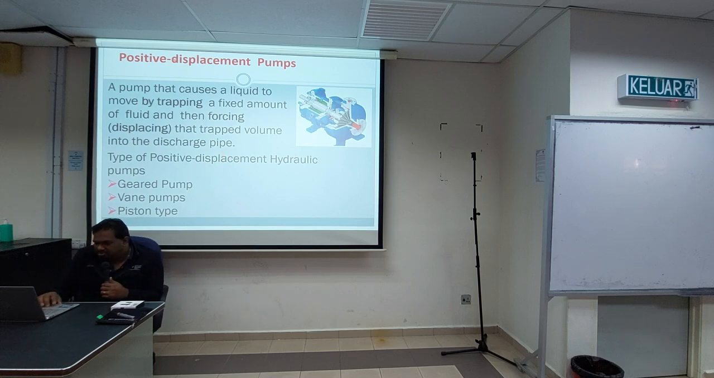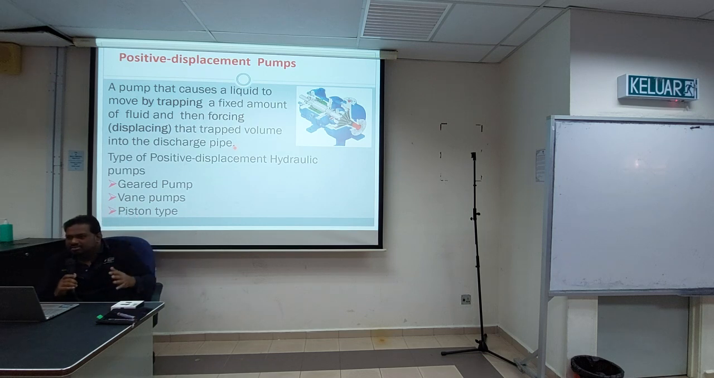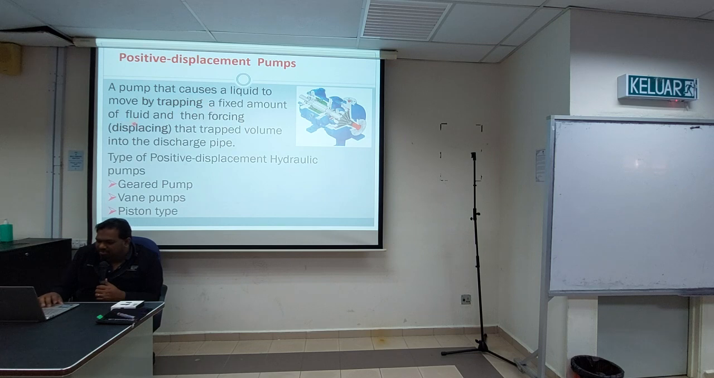Now we come to the positive displacement pump. The difference from non-positive is that it will keep something first. Fluid comes in, it keeps it first, and after it reaches a certain level, it will send it in one shot. It has a trapping mechanism. It will trap a fixed amount of fluid, then force-displace the trapped volume into the discharge pipe. Keep first, then send.